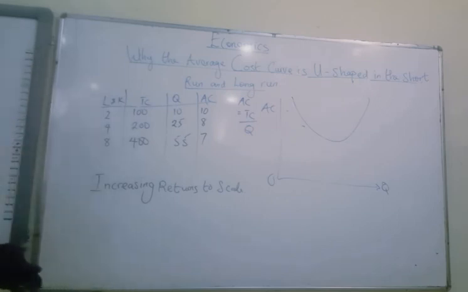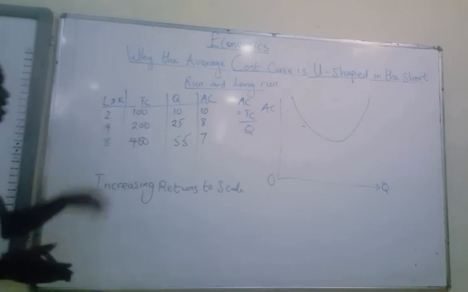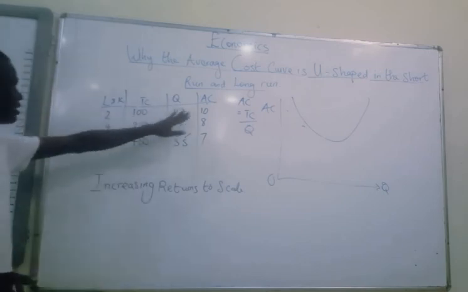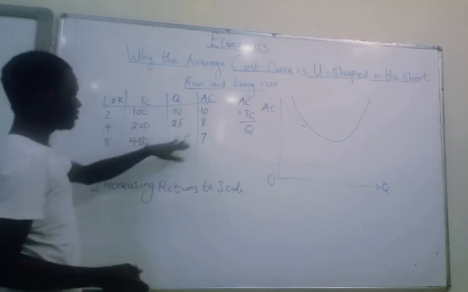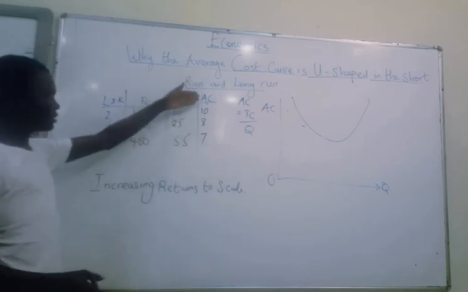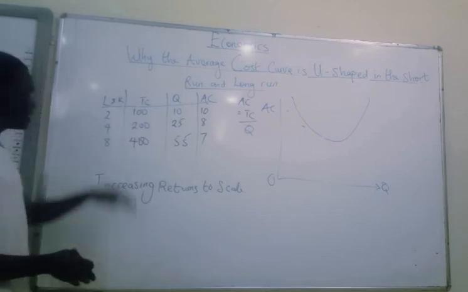All right, so then we calculate the average cost. So average cost here, 100 divided by 10 is 10. 200 divided by 25 is 8. 400 divided by 55 is 7. So what do we observe? We observe that the average cost is decreasing. Then look at the total product.